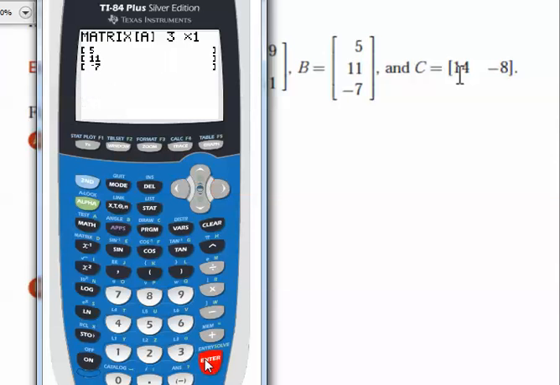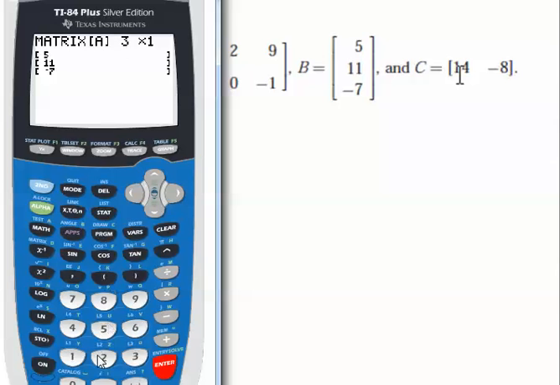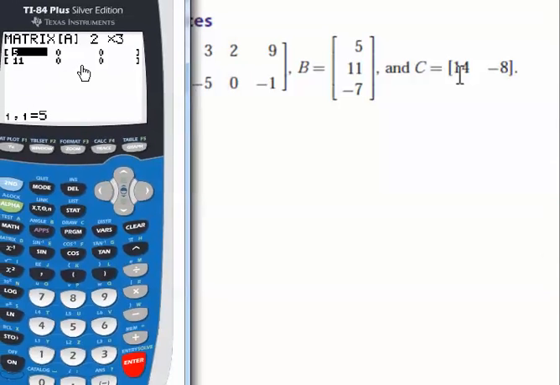Edit. It's a 2 by 3 matrix. Okay, and my values are 3, 2, 9, -5, 0, and -1.